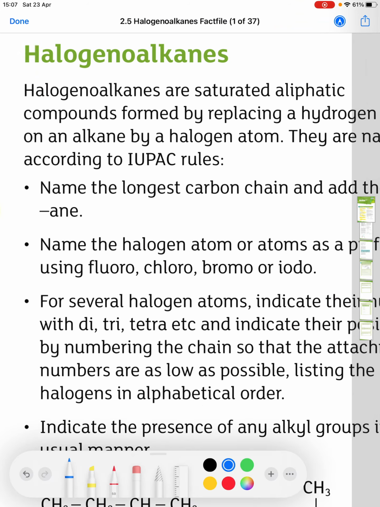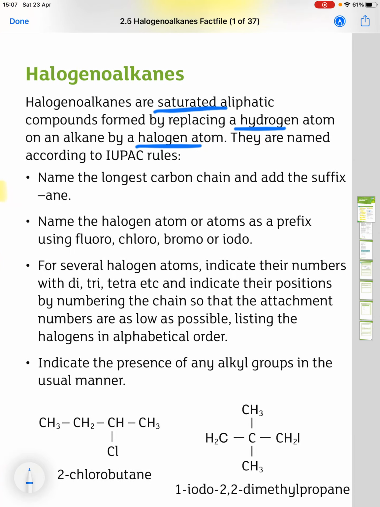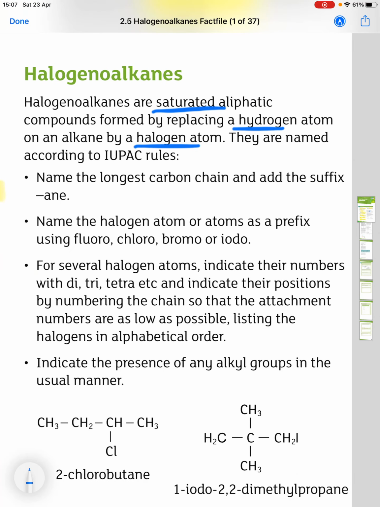So, halogenoalkanes are saturated aliphatic compounds formed by replacing a hydrogen on an alkane by a halogen atom. And they're named according to the IUPAC rules, as we've seen before. So we name the longest carbon chain and add the suffix "ane". You name the halogen atom or atoms as a prefix using fluoro, chloro, bromo or iodo.